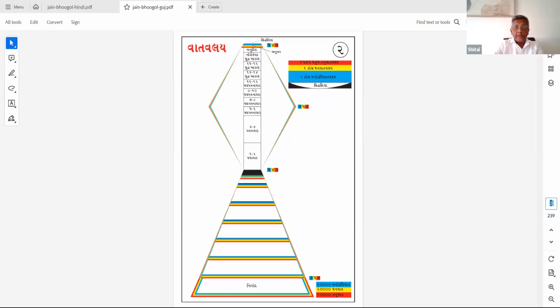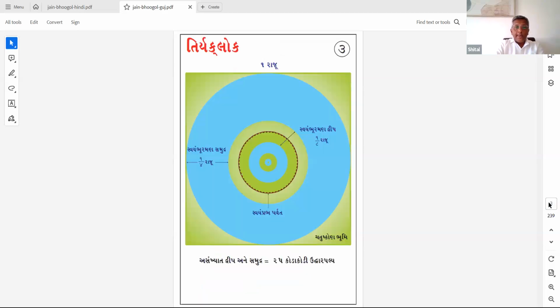And three. Let's move to three. Then we also saw the Madhya Lok has countless islands and oceans. The island in the center is known as Jambudweep. Then we have a Samudra called Lavan Samudra. Lavan means salt. Then we have another island around it that is known as Dhatki Khand.